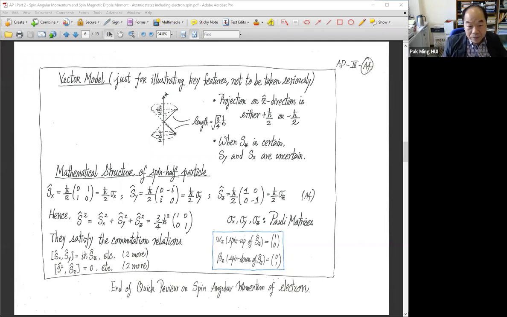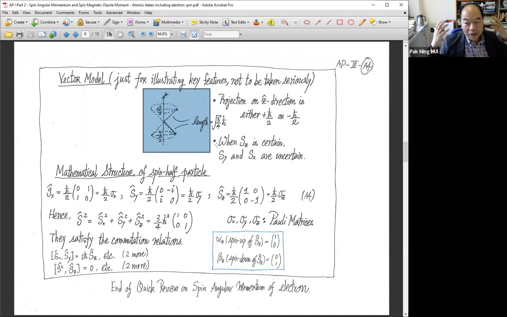It is like we have a vector that is long, right? This one. So the length is a constant, and nonetheless, any component, say Z direction, any direction, it has only two possible projections, plus minus h bar over 2. And therefore, one constructs such a classical model just to help us remember the feature. Okay, don't take it very seriously, but it's a very useful picture.